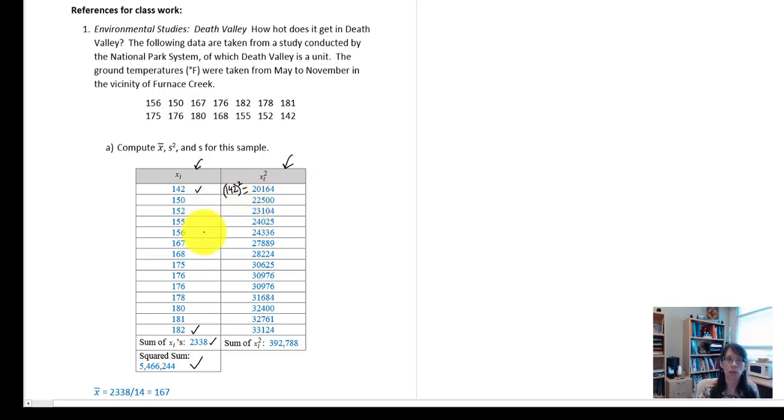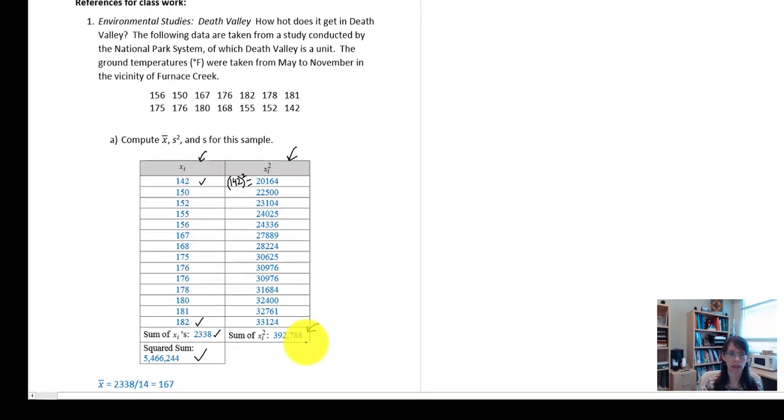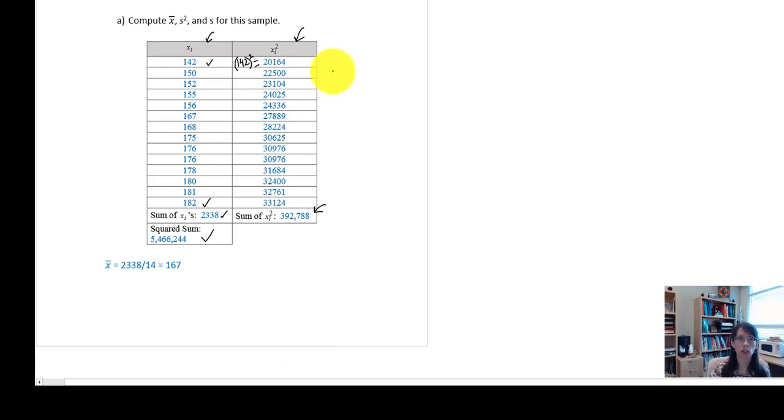20,164. And then each measurement is found in the same way. The measurement is squared, and that makes our second column. Adding all of our x squares for the sum of x squared, we end up with 392,788. We will use this information to find sample variance and then our sample standard deviation.